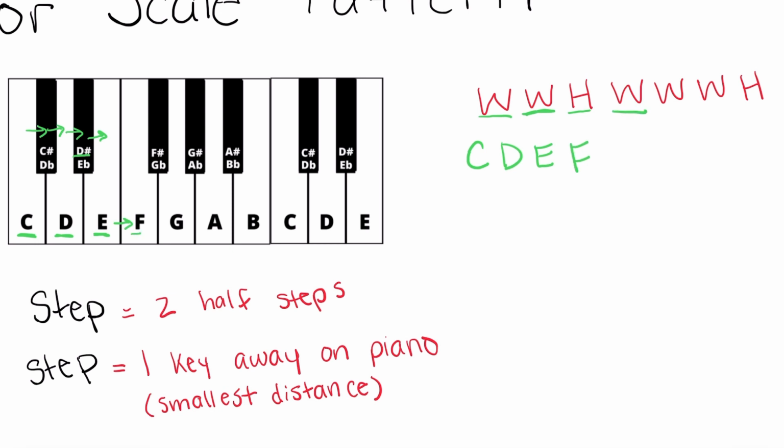We need another whole step, so we're going up two keys from F to F sharp and from F sharp to G. That's our whole step. We need another whole step. We're going up another two keys from G to G sharp and G sharp to A. We need one more whole step, so we're going from A to A sharp, and then A sharp to B for our whole step. And then lastly, we need a half step, and that's just one key over. And there's our scale.